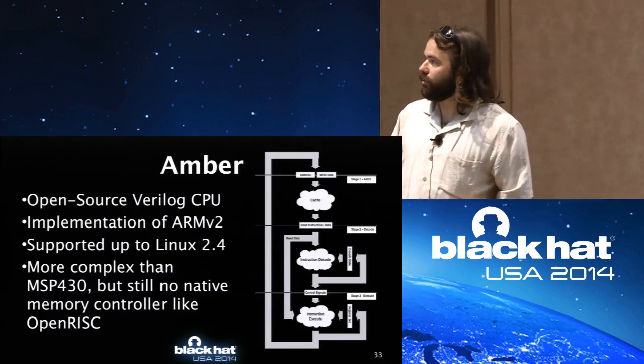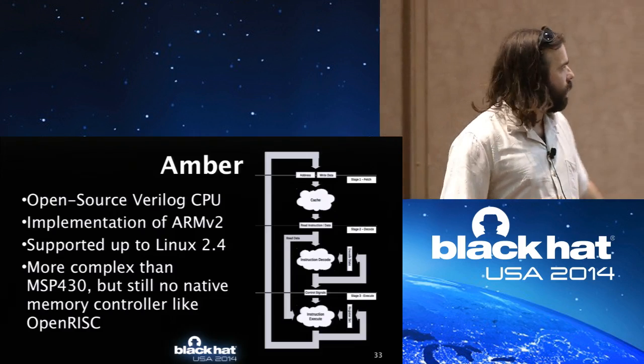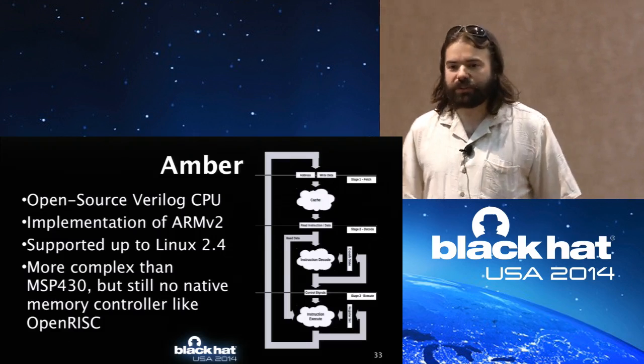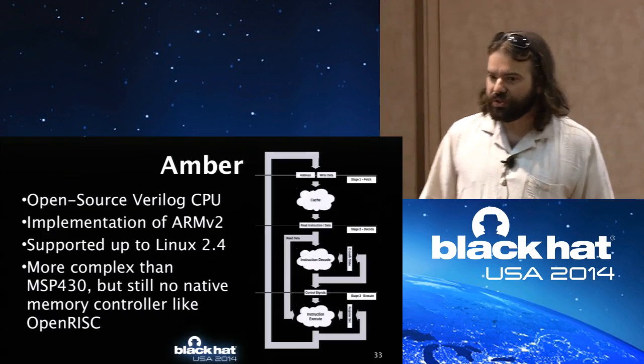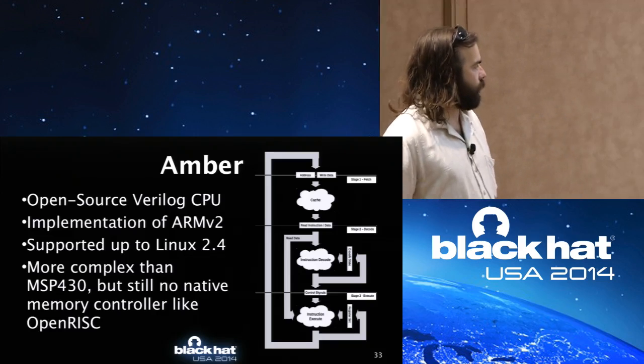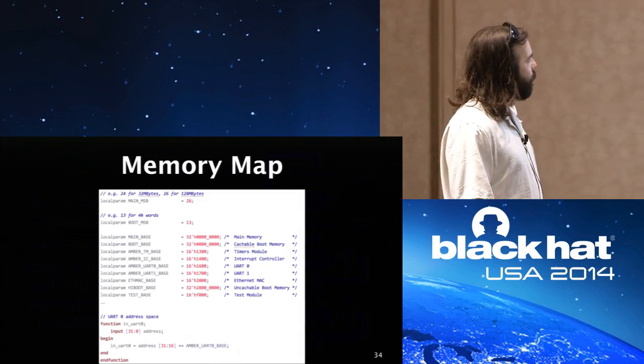So let's scoot right through. Amber is the last one I looked at. It's an open source Verilog CPU that's an implementation of ARMv2. ARMv2 is an old instruction set that's not well supported anymore. You can use it up to Linux 2.4, and some people have patched later versions. It's much more complex than MSP 430, but it's still no native memory controller like OpenRISC.